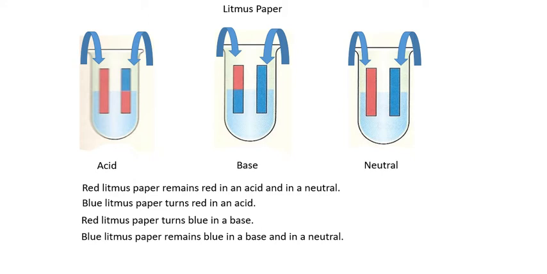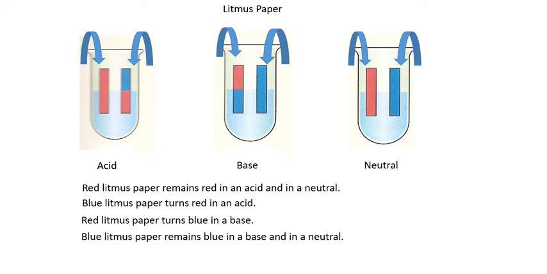Now grade 7s, because red litmus paper remains red in an acid and in a neutral, and because blue litmus paper remains blue in a base and in a neutral, when you are testing a substance, you must test using both colors.